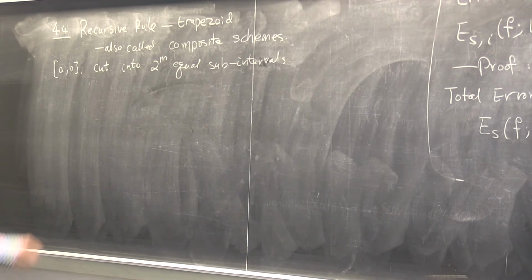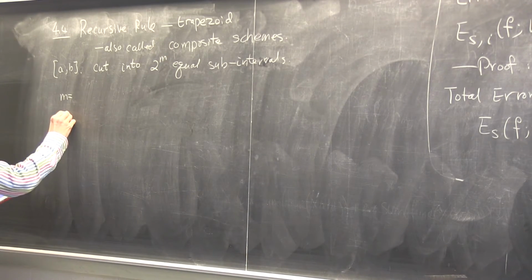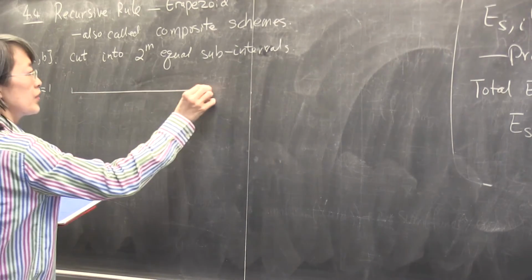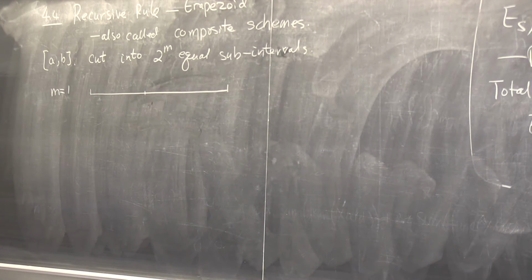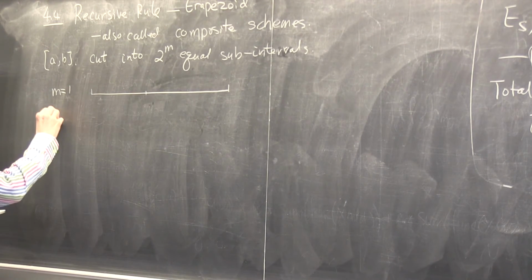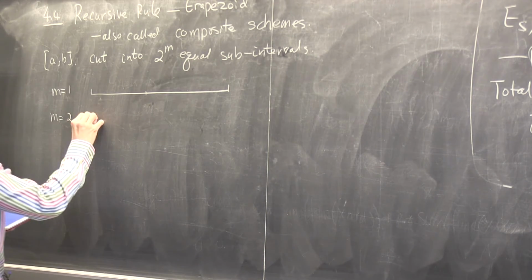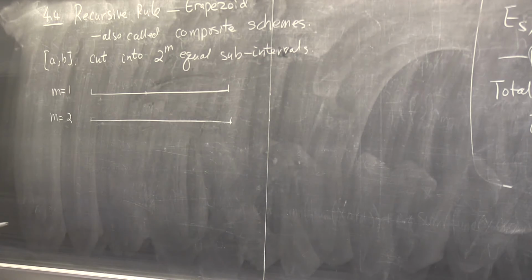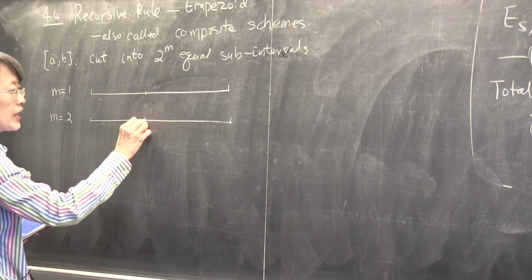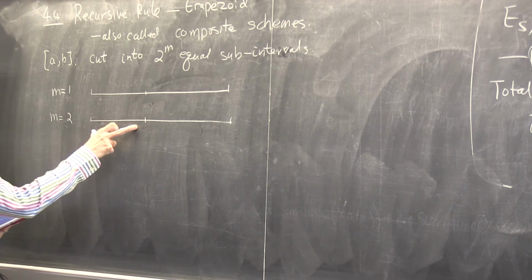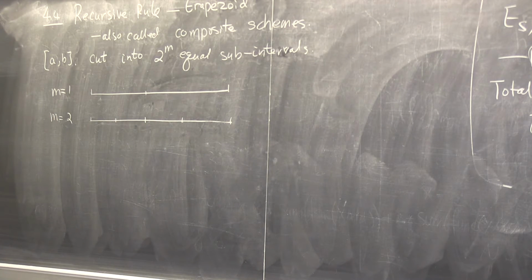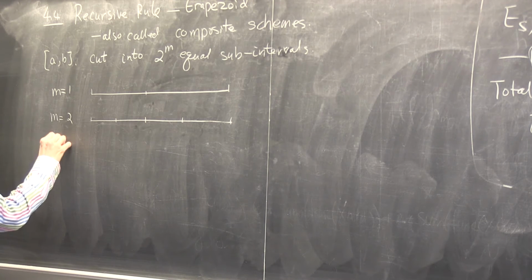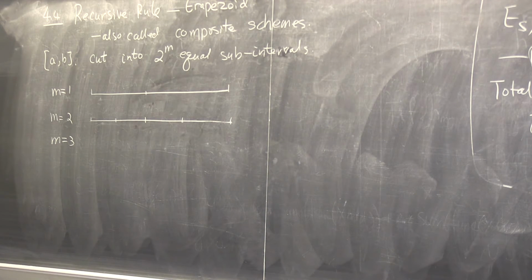Okay, so let's see, m equals 1. Let's draw a couple of these graphs. That's from A to B. M equals 1. That means I cut it into 2 subintervals, right? And if I bump the m up by 1 more, m equals 2, well, I will cut it into 2 to the power 2, 4 subintervals. So I keep the previous division and go into each subinterval and cut it further into 2 pieces. Do we see that? Each time I have twice as many subintervals as the previous round if m increased by 1.